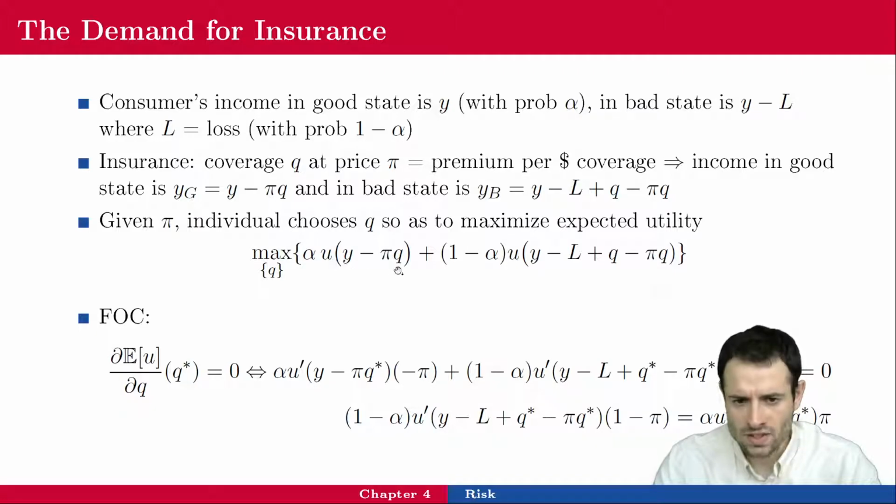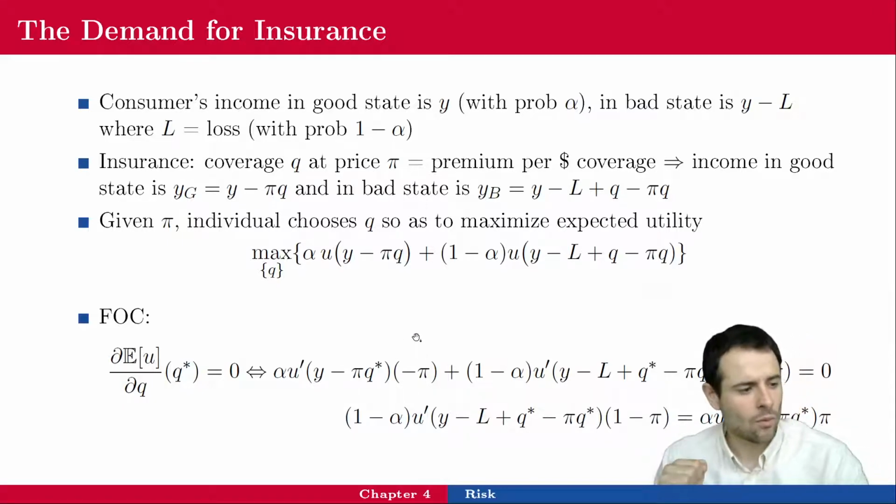So, if I take the derivative of the first term with respect to Q, I get alpha times U prime of what's inside times the derivative of what's inside. The derivative of what's inside with respect to Q is equal to minus pi. So my first term will be alpha times U prime times minus pi.